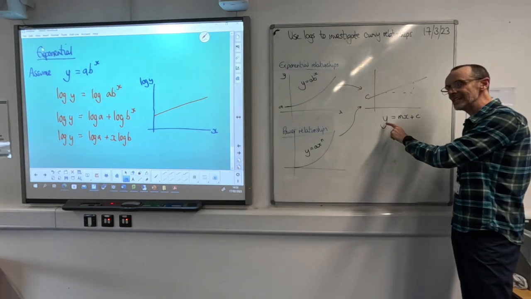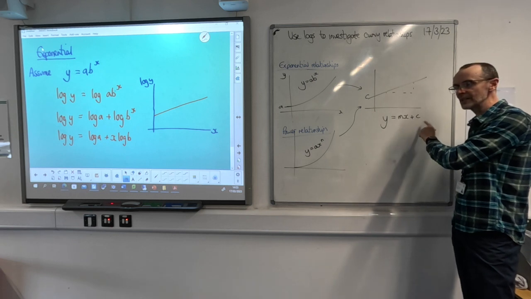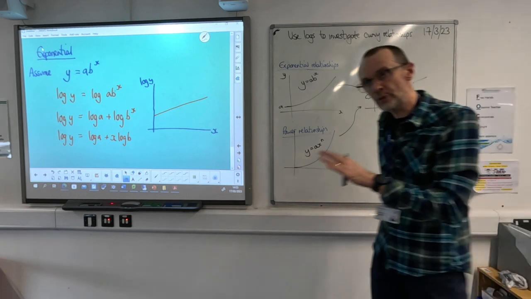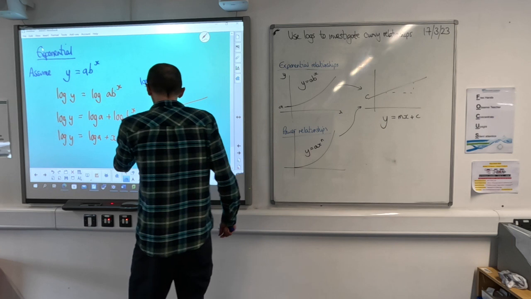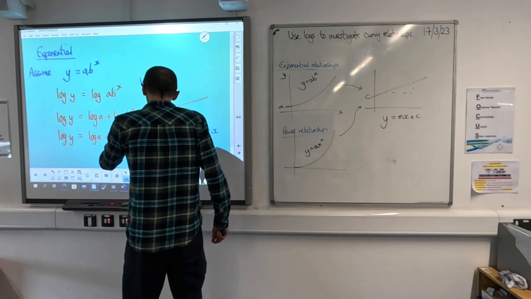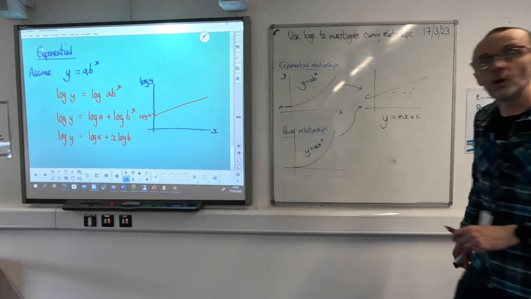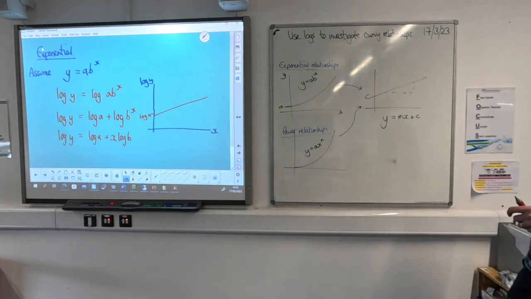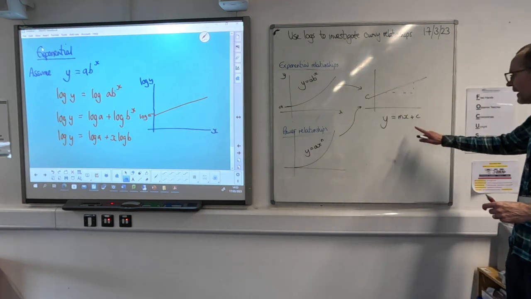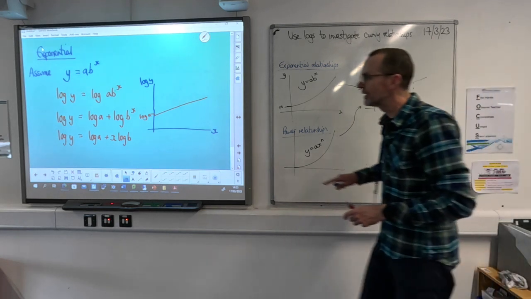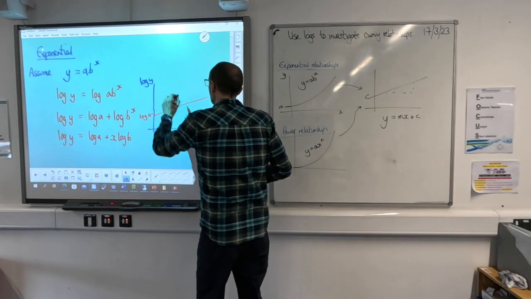Because the equation is in this form here, some x's plus something. Where does that graph intercept the y-axis? At the log of a. What is the gradient of that graph, that straight line? How many x's are there in the rule? Log b.